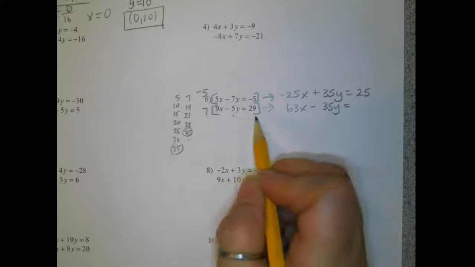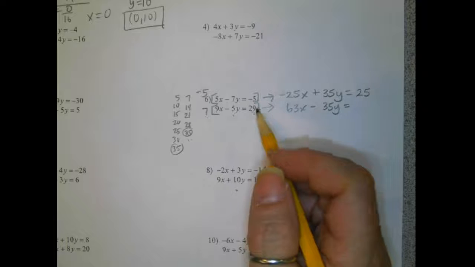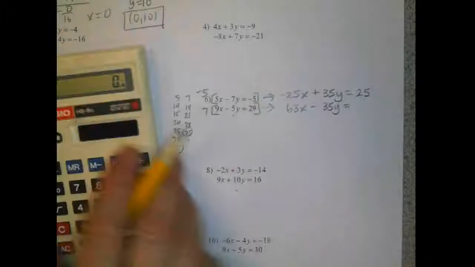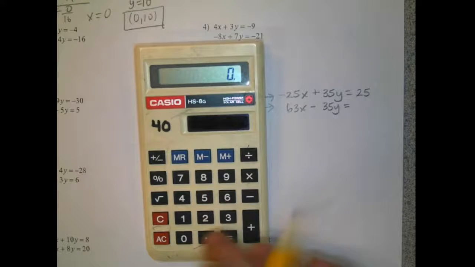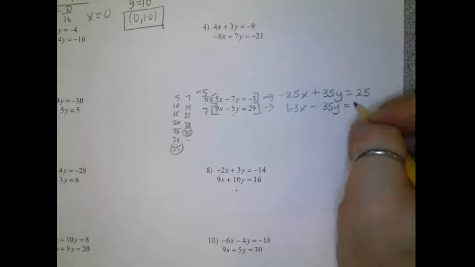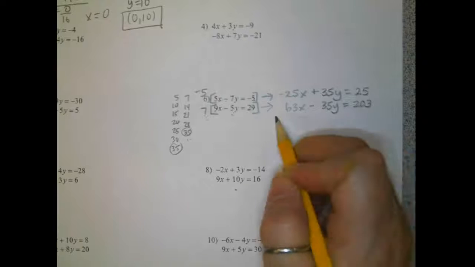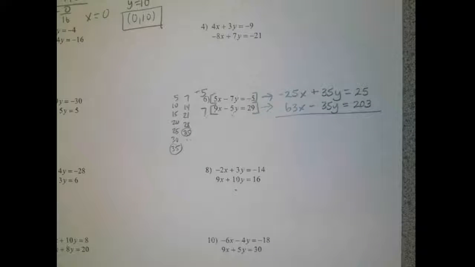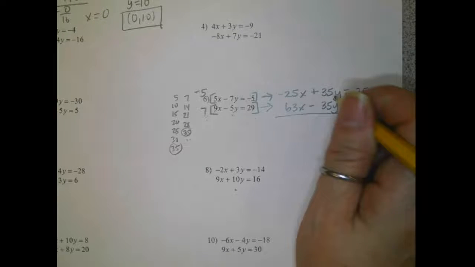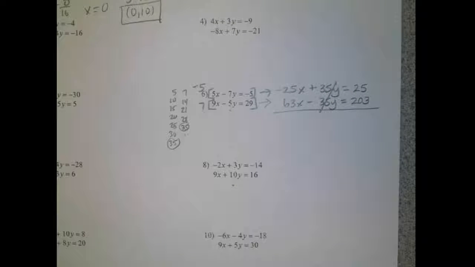And what is 7 times 29? That's a big number. I don't know it off the top of my head. I can use my calculator, or I can multiply it. It's going to be 203. Okay, and remember we multiplied these so that we can eliminate our y's. And now I can solve this.